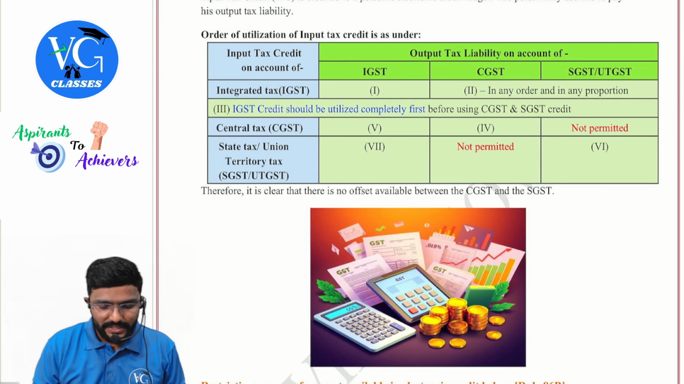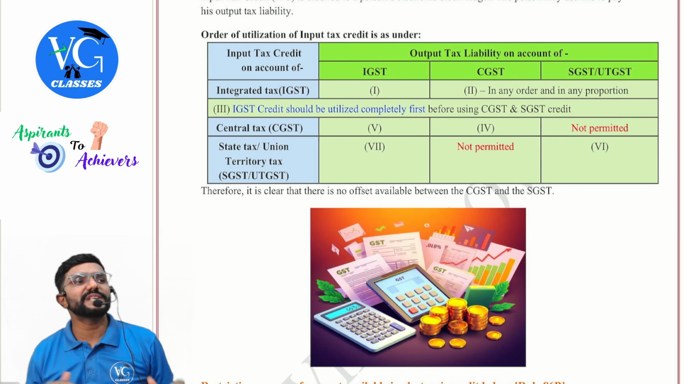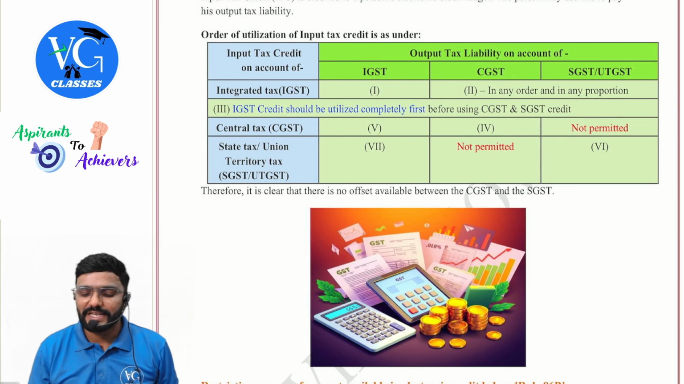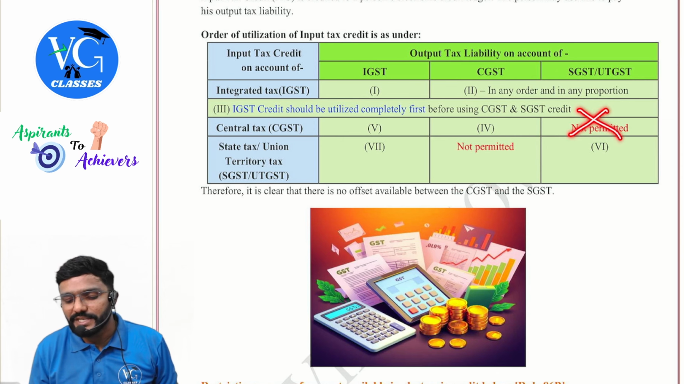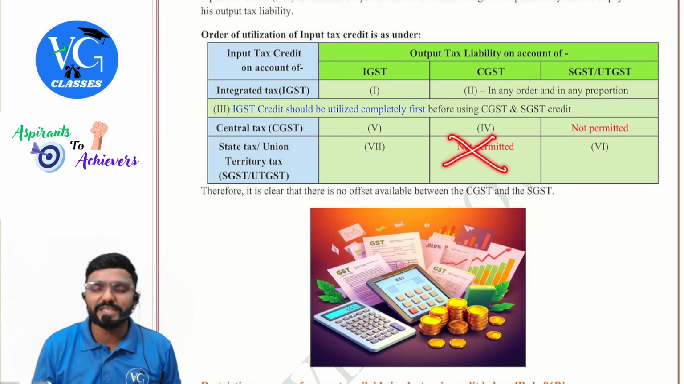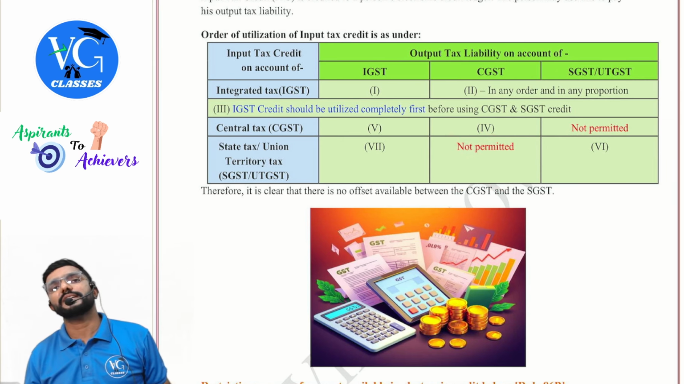Okay. Next, sir, I have SGST credit or UTGST credit. First, adjust it against the same nature of liability. If still something is pending, against IGST. But you cannot adjust it against CGST. So sir, CGST cannot be adjusted against SGST. Same way, SGST cannot be adjusted against CGST. That's all. Please follow this order while solving the question.